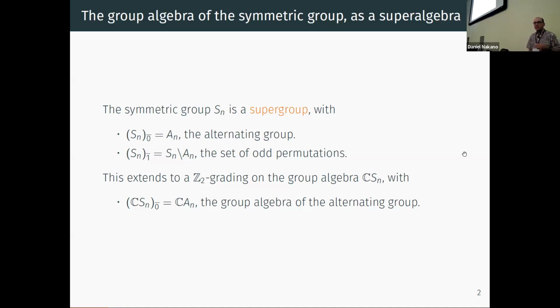And this extends by linearity to a Z2 grading on the group algebra. So when we use the prefix super, we mean that something is graded by the integers mod 2. So superalgebras are algebras that are graded by the integers mod 2. Supermodules are modules that are graded by the integers mod 2. And we insist, whenever we're working in the super context, that the usual structure operations preserve that Z2 grading. So the even part of a superalgebra is always a subalgebra, and in this case, it's just the group algebra of the alternating group.